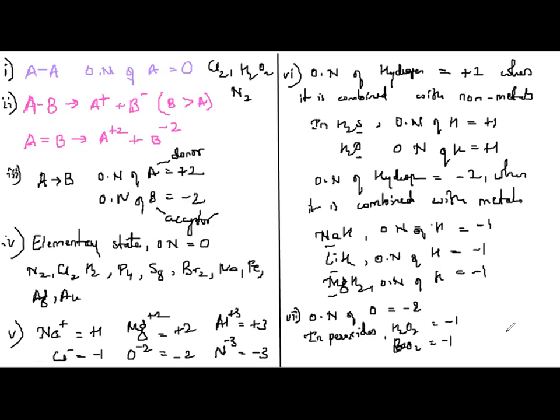But if this oxygen is combining with halogens, say the most electronegative halogen, fluorine, to form a compound like OF2, the oxidation state of oxygen here is +2, students. Understanding? It is +2. It is due to the fact that fluorine is the most electronegative. Therefore, fluorine is going to have an oxidation state of -1, and therefore the oxygen oxidation state is +2.